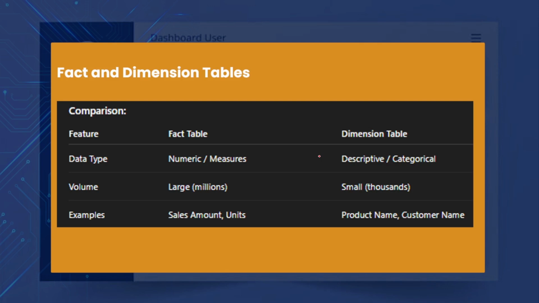Looking at the difference between the fact and dimension table, let's talk about two features, the data type and the volume. For the fact table, the data type is numeric, while for the dimension table it's categorical. Based on volume, the fact table is usually larger, while dimension tables are usually relatively smaller when compared with the fact table. Examples would be sales amount and units, those are fact table, while the dimension table would look like product name, customer name, regions, and all those kinds of things. That's the dimension table.